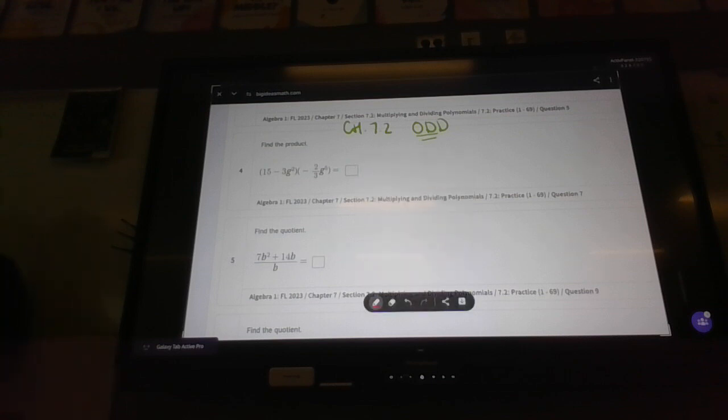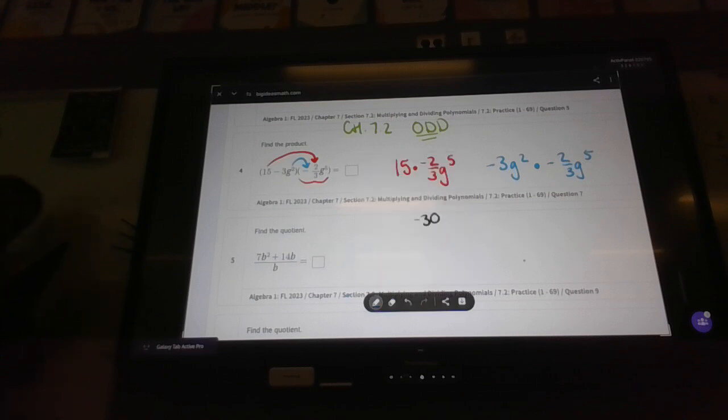Alright, I'm gonna do 4 and 5, Nevaeh. This is weird, because this is all one term. I think it's 2g. So I have to do 15 times negative 2 over 3 g to the 5th. And then I also have to do, it's like I'm distributing 2 things into 1. It's definitely different. And then I have to do negative 3g squared times negative 2/3 g to the 5th. So it's totally a different type of distribution. So this would be negative 30 over 3 g to the 5th. Yeah, negative 10 g to the 5th plus 2 g to the 7th.